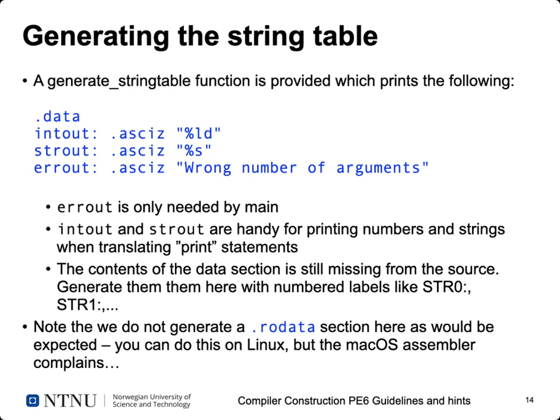Now note that we do not generate a read-only data section here, as would be expected. We actually make our strings writable. The reason for this is that it would work to generate a read-only data section on Linux, but the macOS assembler actually complains. So for macOS, just using data as a section works, and this also works on Linux. This is not ideal, but this is a workaround we can use for now.